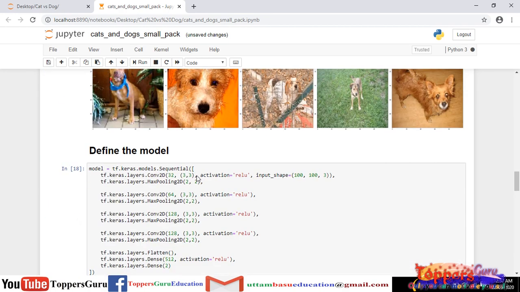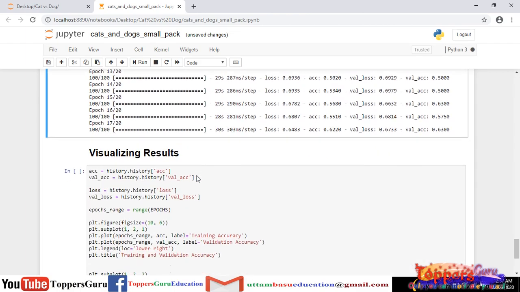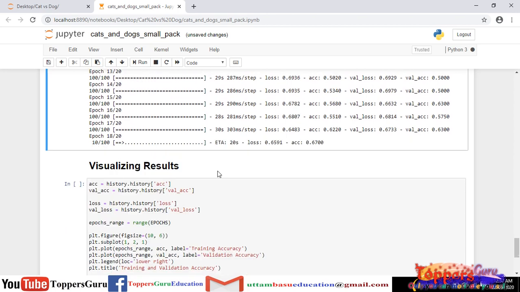Yeah, I have already told all of these things. Just wait, it will take 10 to 20 seconds. Already the 18th epoch is processing. After completing all the epochs we will visualize our result.